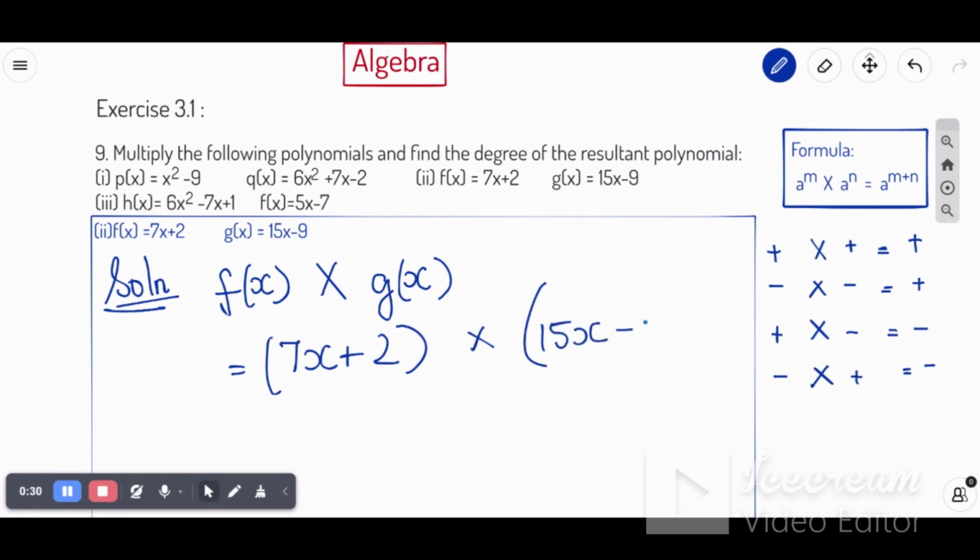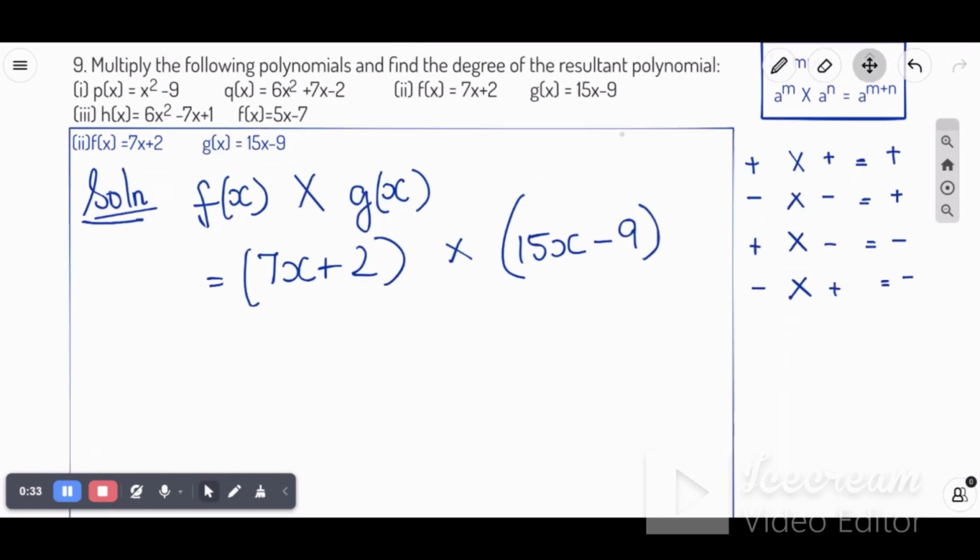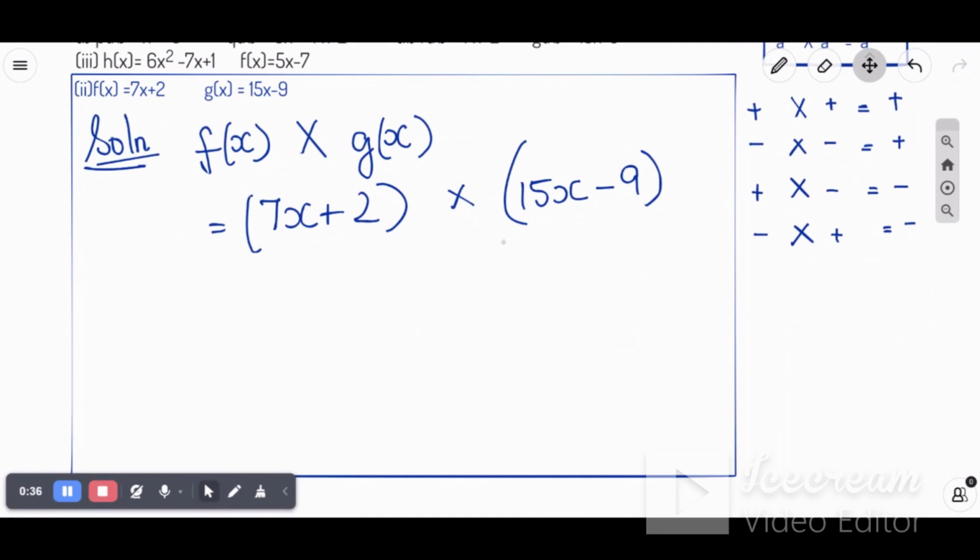Here we have only two terms in each, so let's do it carefully. First we are going to multiply this 7x with this 15x. What is 7 times 15? That is 105. Here x, here x, so the x powers are 1 each, nothing means 1, and 1 plus 1 is 2. Do you understand? a power m into a power n.